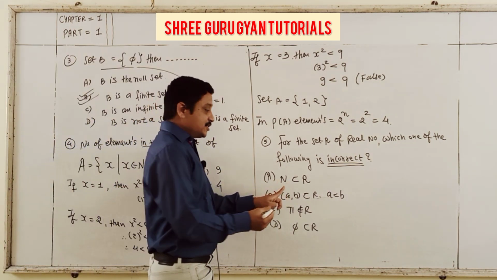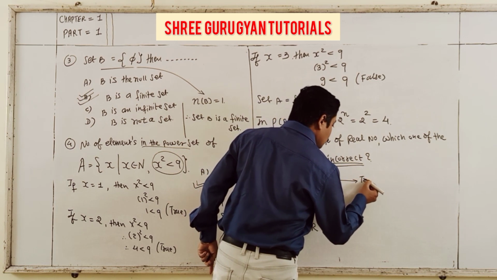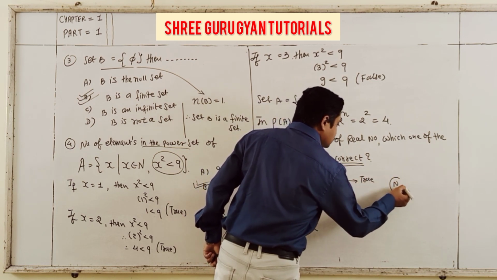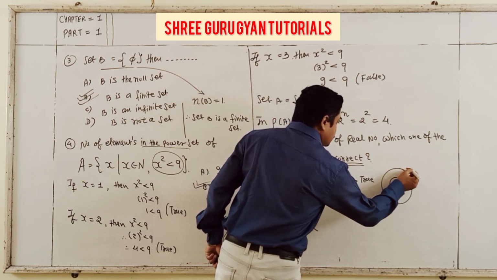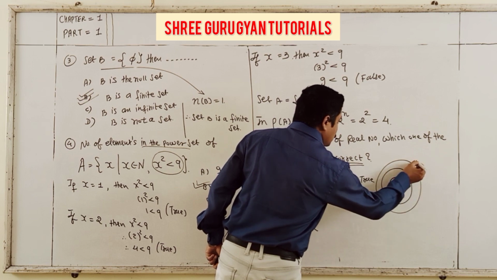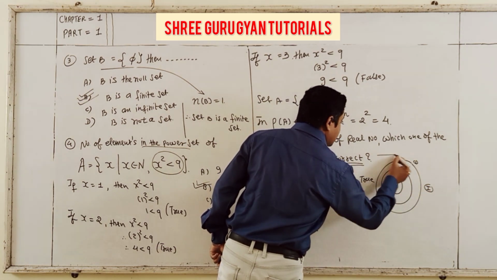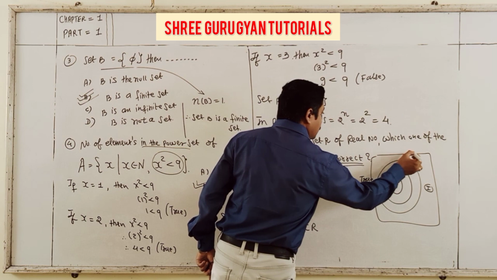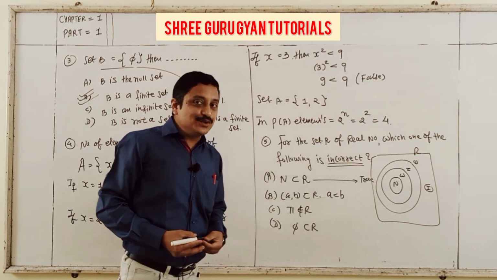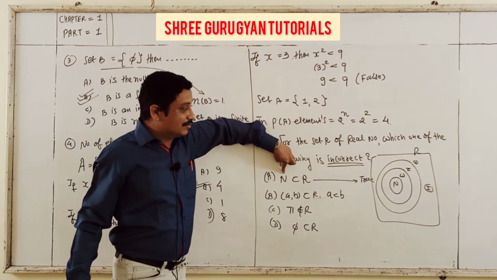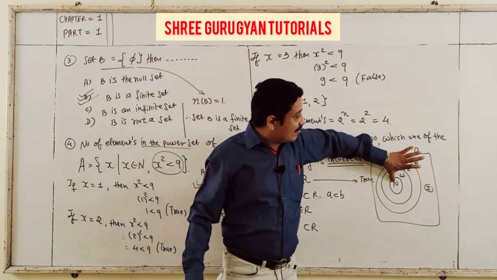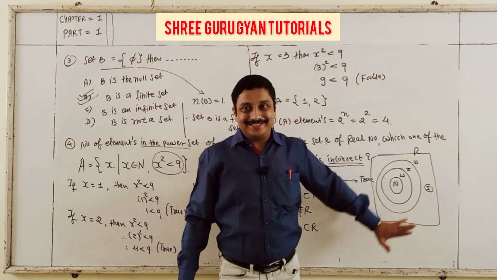N is a subset of R is true, no? Because N, W, Z, Q, irrational and real, that you know. The natural numbers are a subset of the real numbers. Correct?